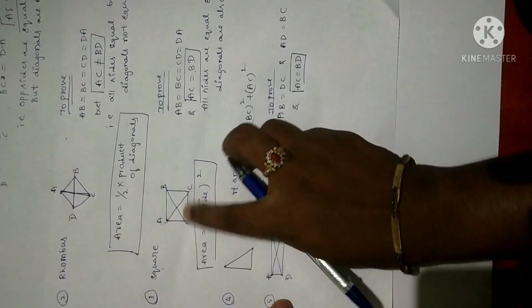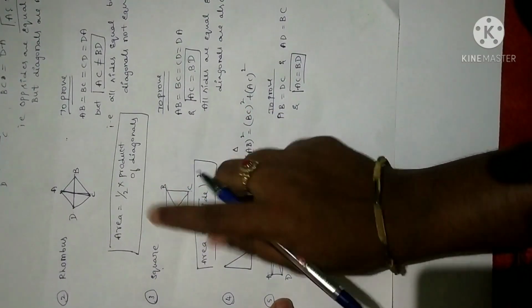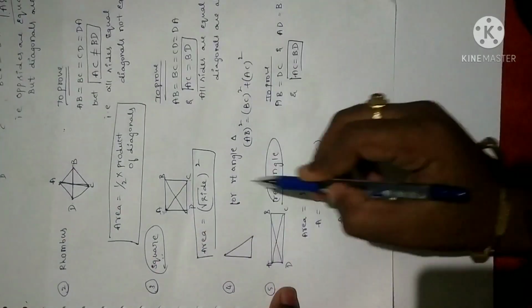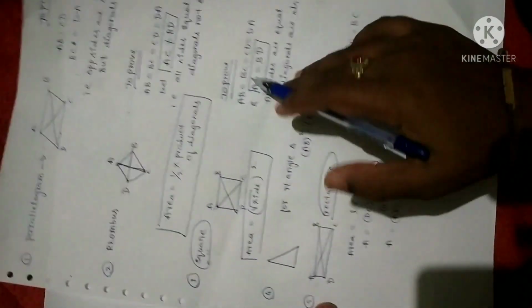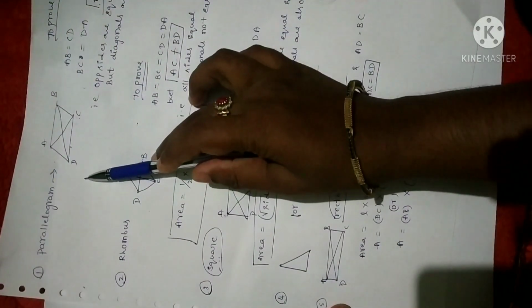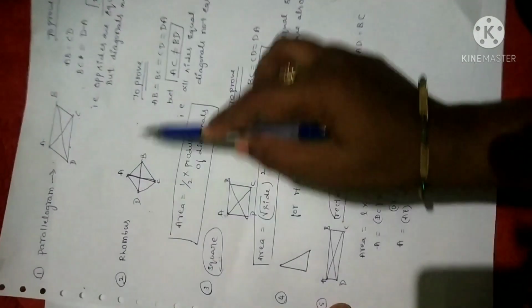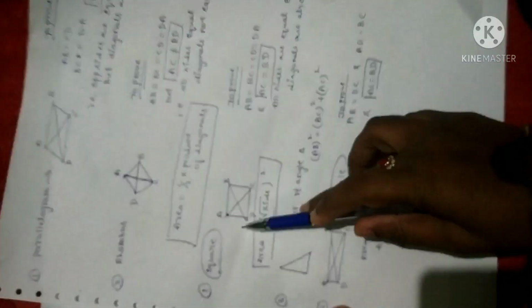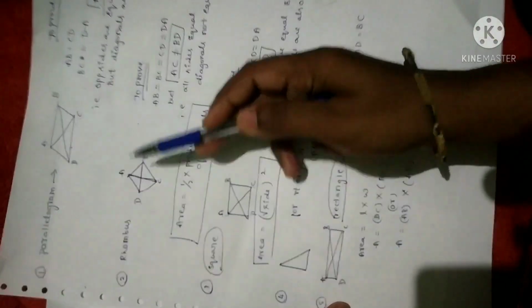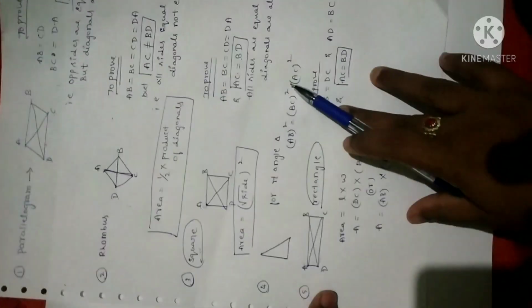Fine. Diagonals, in the sense these lines. So only in square and rectangle are diagonals equal, whereas in parallelogram and rhombus diagonals are not equal. In parallelogram opposite sides are equal, in rhombus all the sides are equal, in square also all the sides are equal but diagonals are also equal, whereas in rhombus diagonals are not equal.